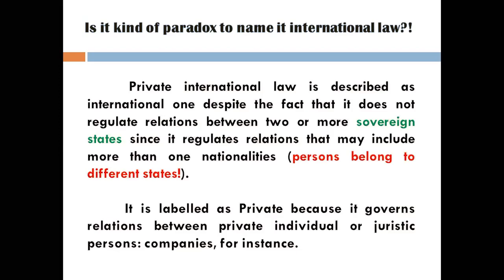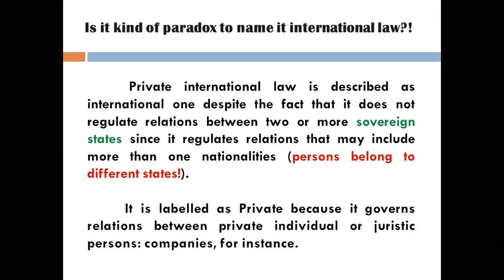Well, private international law is described as an international one, despite the fact it doesn't regulate relations between two or more sovereign states, since it regulates relations that may include more than one nationality. I mean, persons who belong to different states. That's why we call it international. International not because it is applied internationally between sovereign states. It is international because it is applied to the relation between persons who are foreign to each other. They look different to each other regarding their nationalities, and they are persons who belong to different states. That's why we call it international.